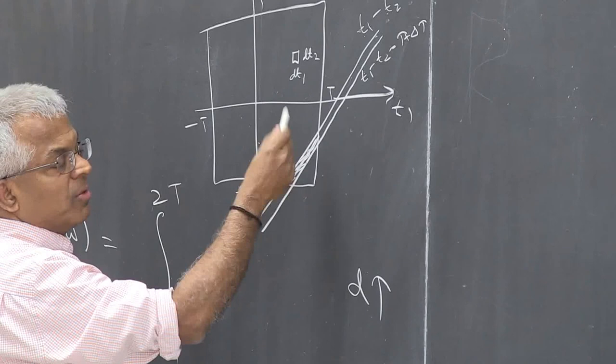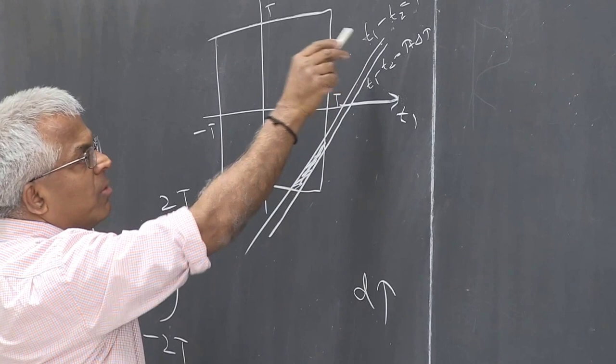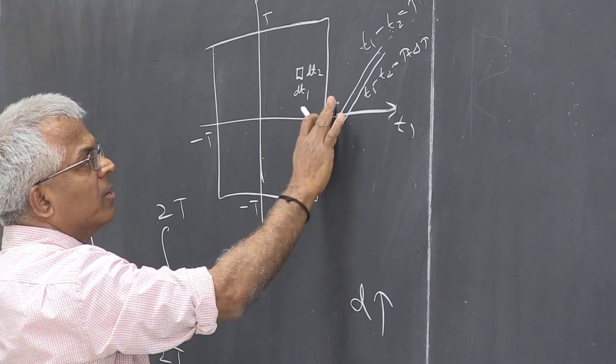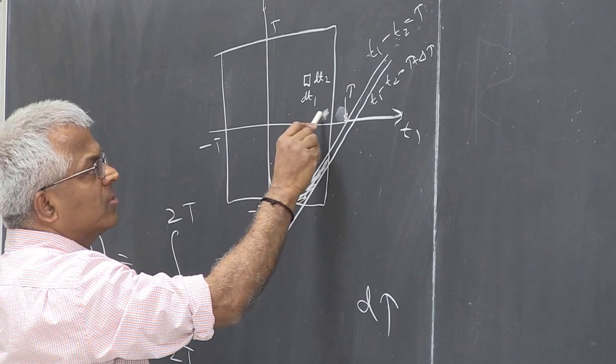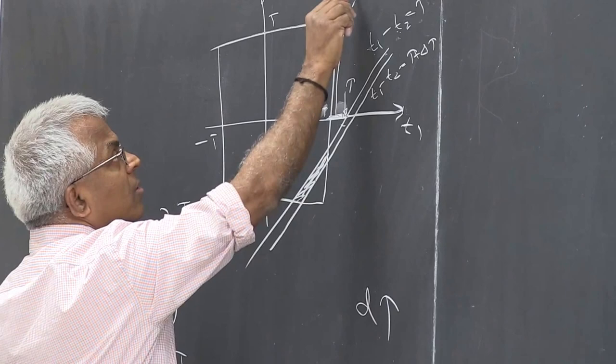So how does it work? Let's say we put T2 equal to 0, then this point will be what? T2 is 0, so T1 is equal to tau. So this is tau, this is capital T up to here, right? So this is tau minus T. So this is also tau minus T, right?